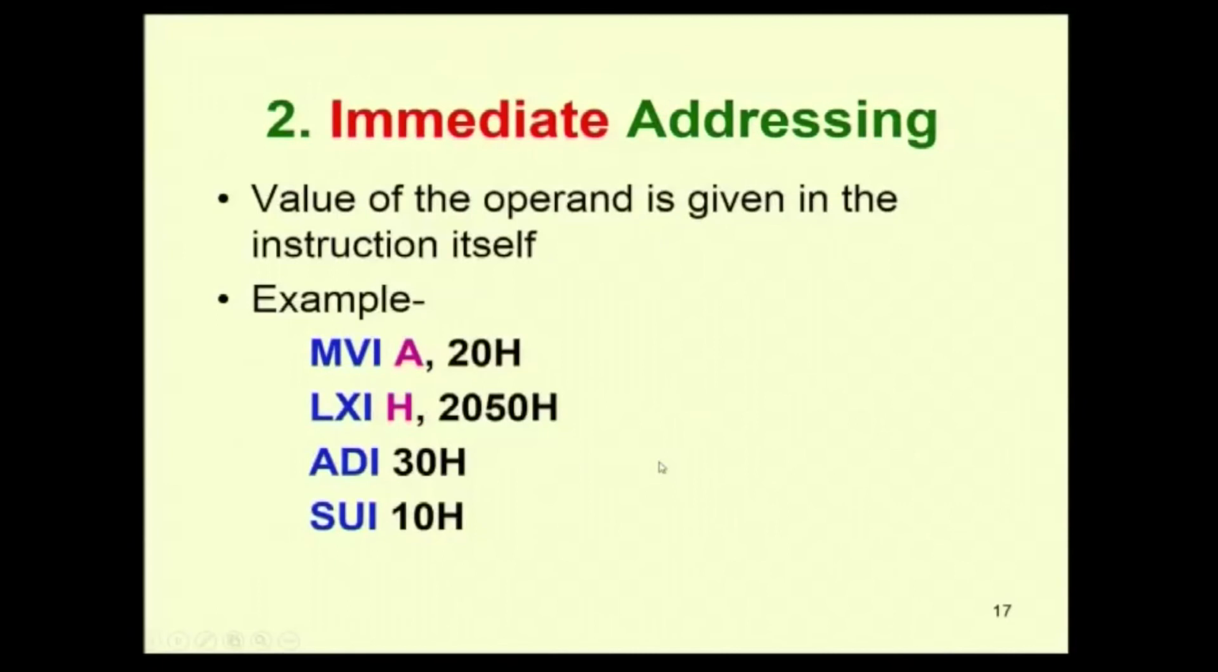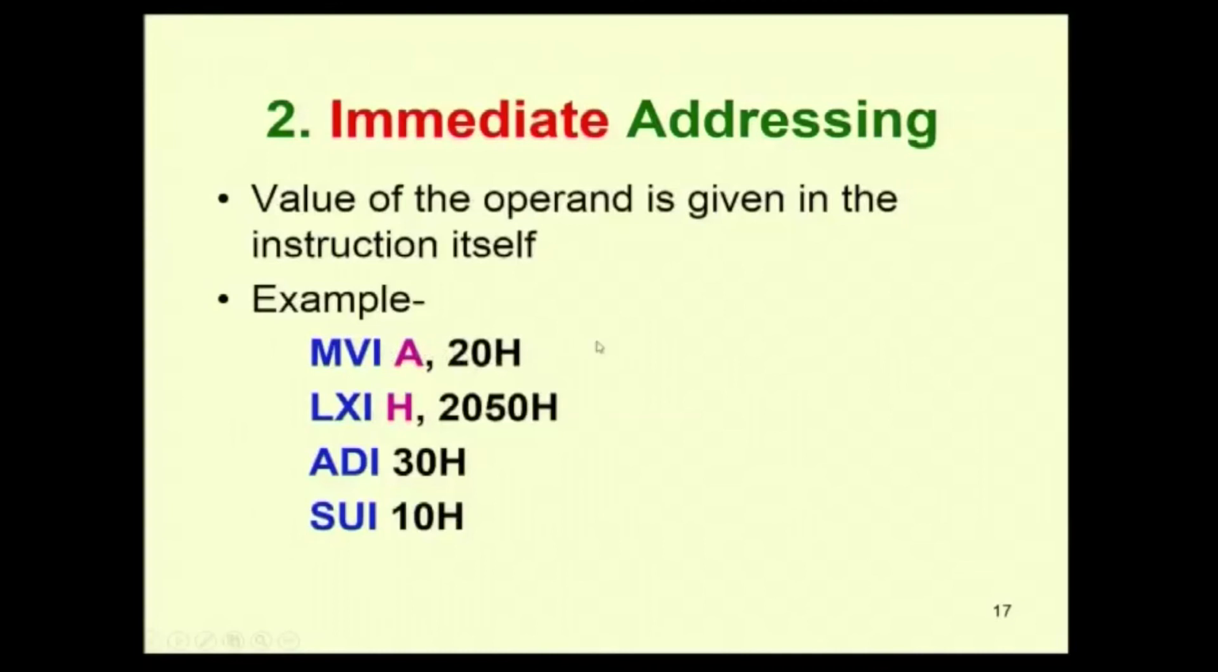Then suppose the data is not inside the register, then along with the operation code, you can mention the data. You want to move a binary digit represented by 20H to the accumulator A. Then you can write the opcode for move immediate A, and immediately following the opcode you can mention the data which you have to move to register A.